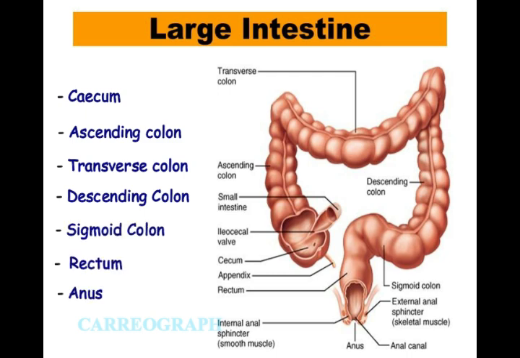anus. So these are the important parts of the large intestine, and the main function of the large intestine is to absorb water and electrolytes, and it also excretes the undigested food, which is stored in the cecum and expelled out through the anus. So this was all about the large intestine.